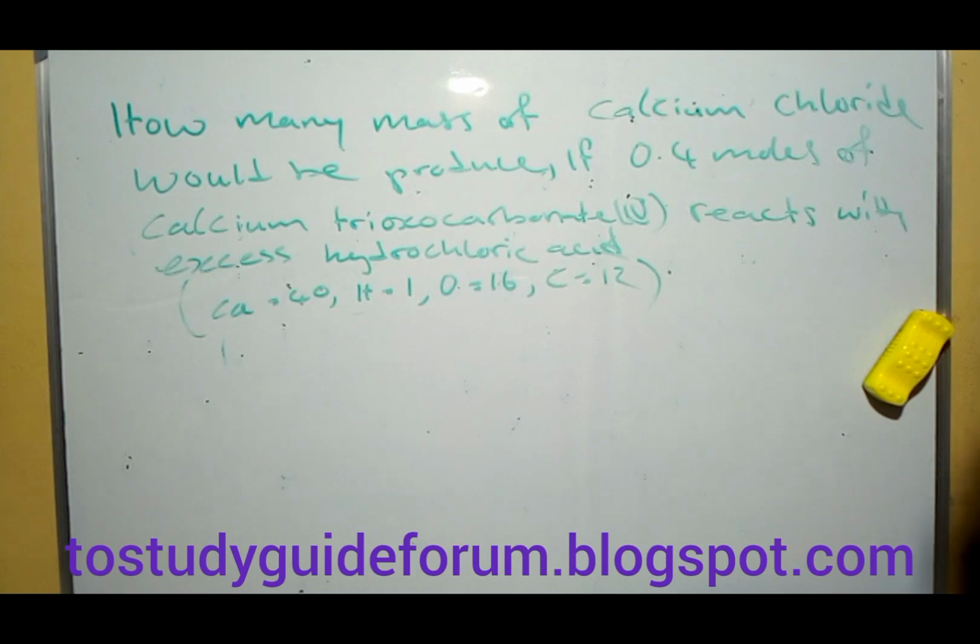This question says, what mass of calcium chloride will be produced if 0.4 moles of calcium trioxocarbonate(IV) reacts with excess hydrochloric acid?